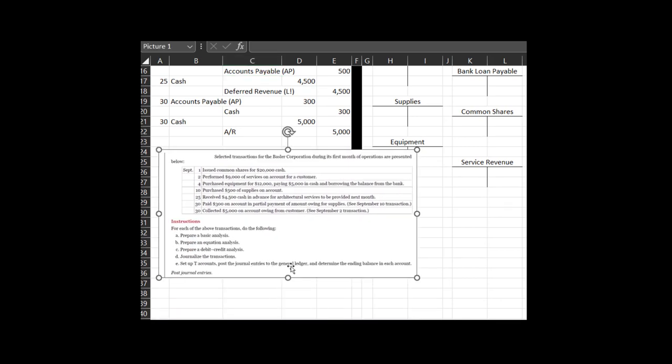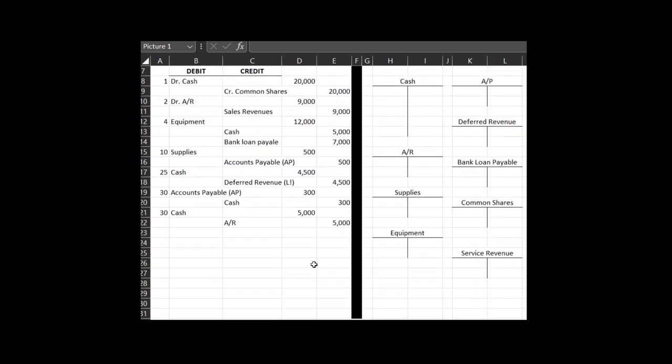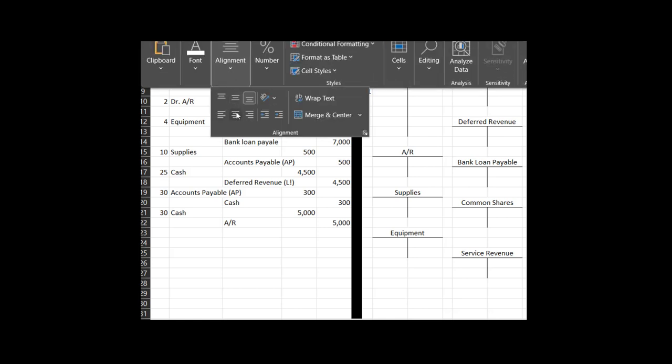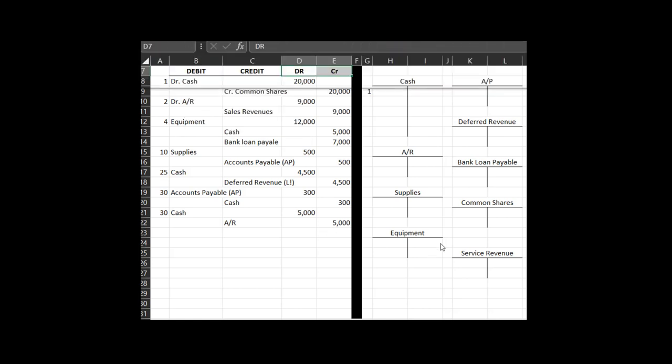So post journal entries to general ledger accounts and determine the ending balances. Alrighty. So cash. Well, we got an entry here for cash, and so we're going to put that it was on the 1st. And so, friendly reminder, these are debits and these are credits. Let's just keep it consistent. Okay, and because we know where it's going, we don't have to say cash, because cash is up here, and we are going to take that 20K and move it here.